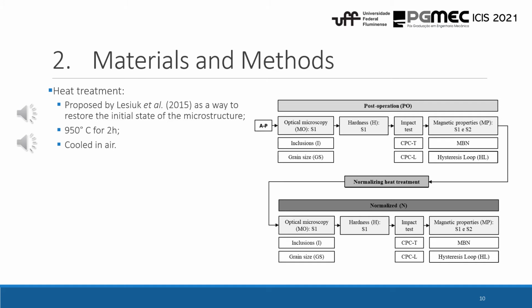In literature, this normalizing heat treatment is proposed as a way to restore the initial state of the microstructure, where the samples are held at 950 degrees for about 2 hours and then cooled in air. Following these steps, we repeated all the tests with normalized samples.